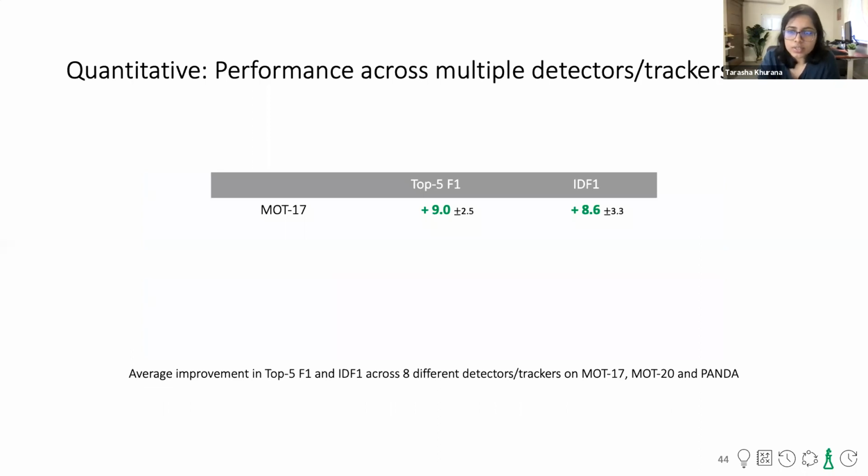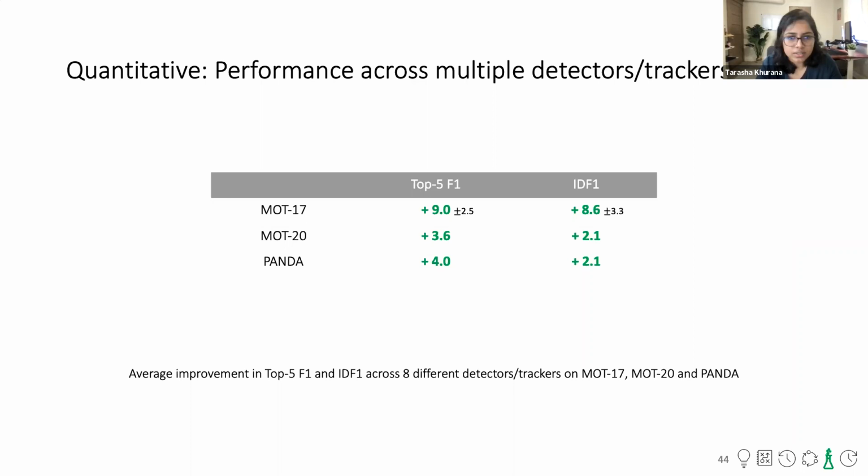Okay, so these were the results on the test set, but we also ablate with 8 different detectors and trackers on the train sets of all the 3 data sets. And here I'm only reporting the average improvement in performance across these 3 data sets. So for MOT 17, this mean gain in performance is 9% for top 5 F1 and 8.6% for IDF1. For MOT 20, this is 3.6% and 2.1%.